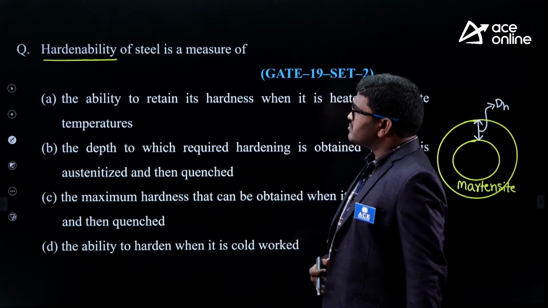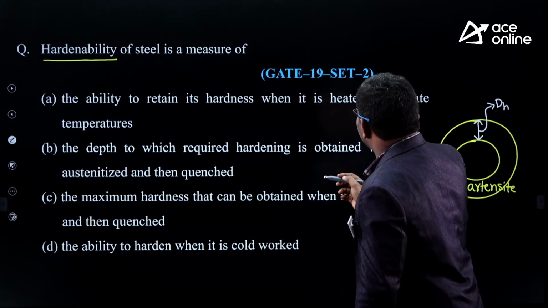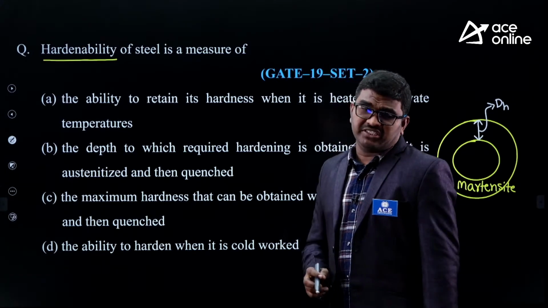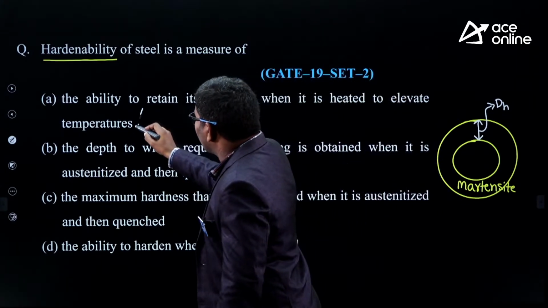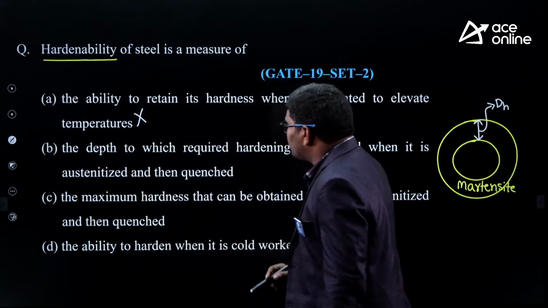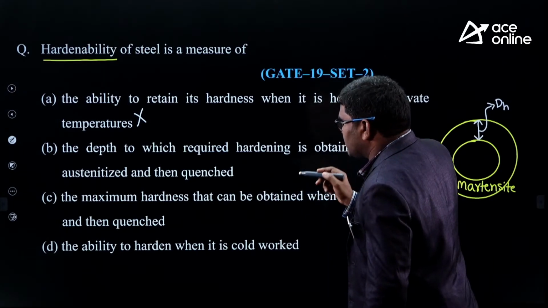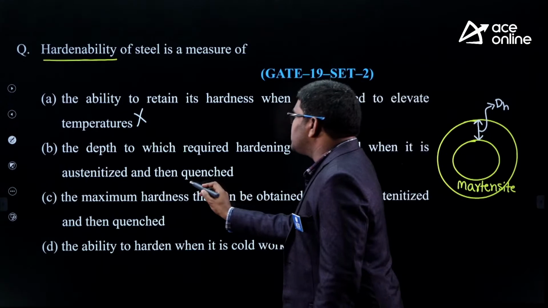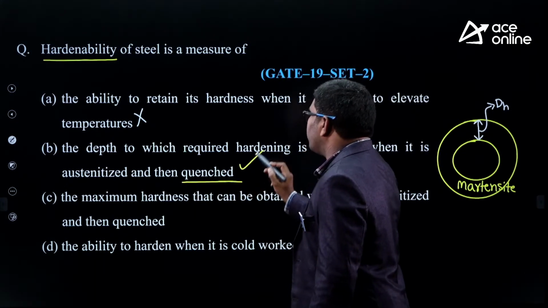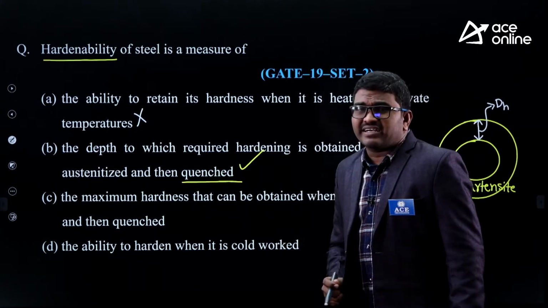Now see here, the options. The ability to retain its hardness when it is heated to elevated temperature, it's not correct. The second one, the depth to which required hardening is obtained when it is austenized and then quenched. Quenched is nothing but cooled rapidly by quenching in water. So this is the most appropriate correct answer here.